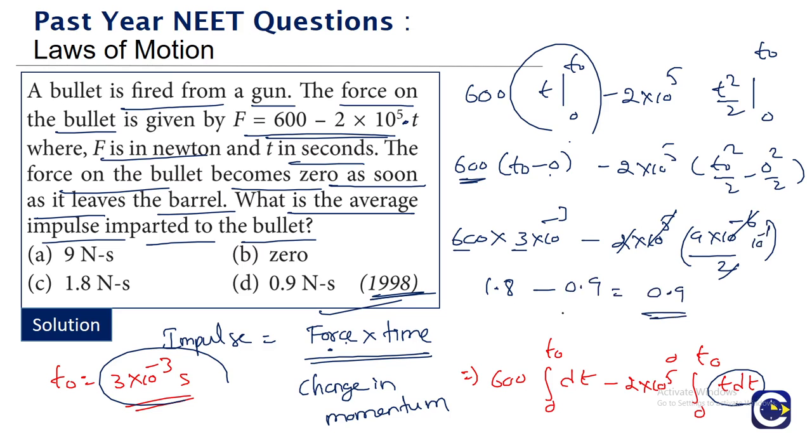So the impulse will have units of Newton into second, because it is force multiplied by the time. Impulse will be having a unit of Newton into second. So what is the answer for this? The average impulse will be 0.9 Newton into second. So where is the answer? It is option D. So while solving these integration application questions, we should be a little bit more careful.